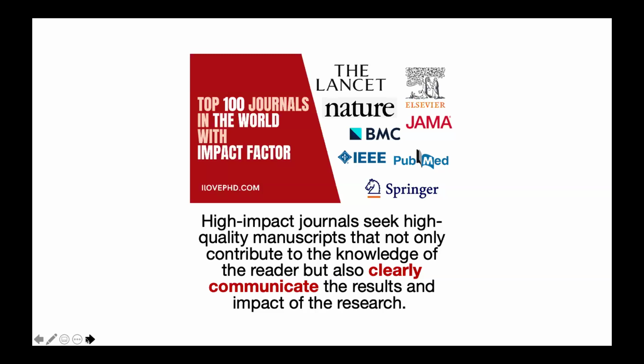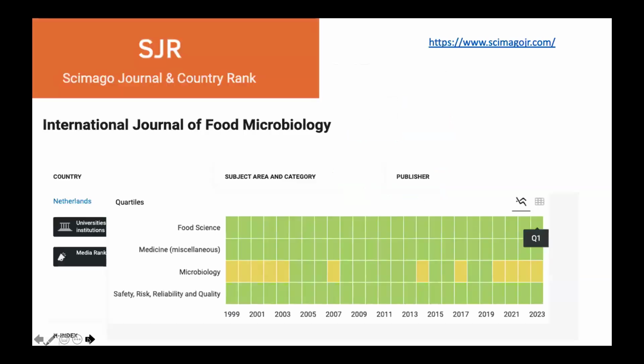So again, when I mention high impact journal, it depends on the field that we can justify the level of the journals. It depends on how fundamental our study is. All right, this is the example. For high impact journals, for example, we can go through Scimago. This is the web link.